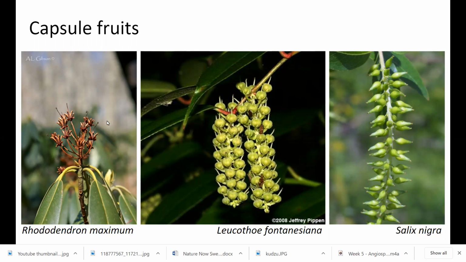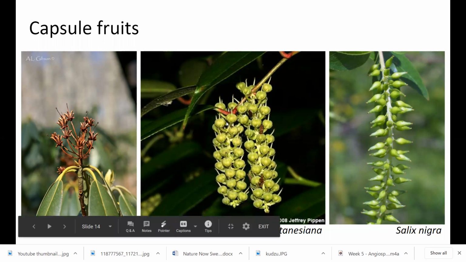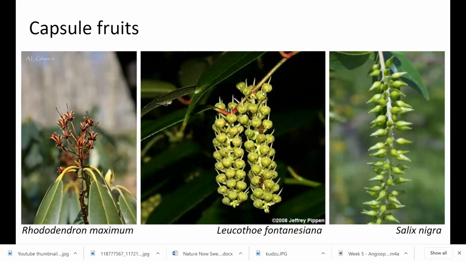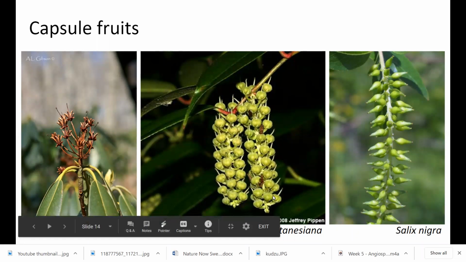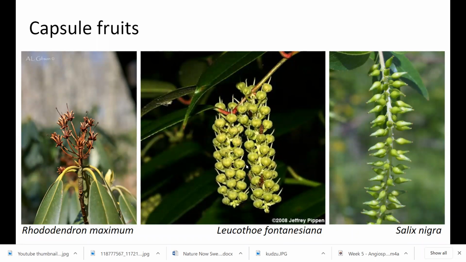We have Rhododendron maximum, right? These are capsules, and you can see those sutures and how it's split open. These are developing fruits in the center of Leucothoe fontanesiana in this case. And what is the flower or fruit arrangement? We would call that a raceme, right? There's a central axis, and then the little fruits are attached with pedicels.